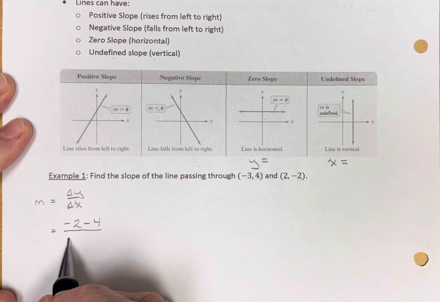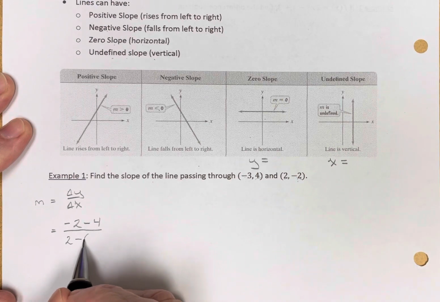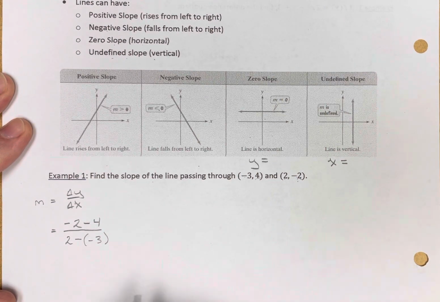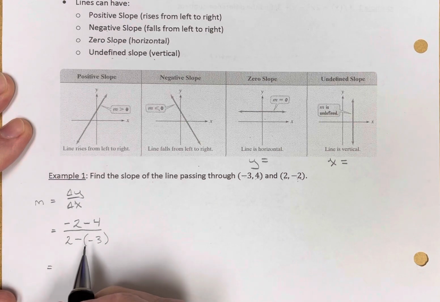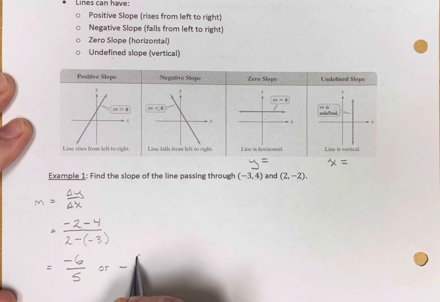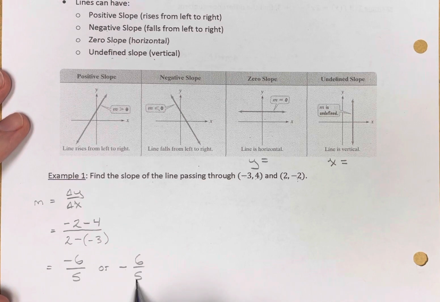Well, it's 2 minus, and this is a negative, so I'm going to put that in parentheses because I don't want to lose track of that negative sign. And this tells me the slope here is negative 6 over 5. Or if you want to put the negative in front of the entire fraction, you can do that. Okay, so the slope is negative 6/5.